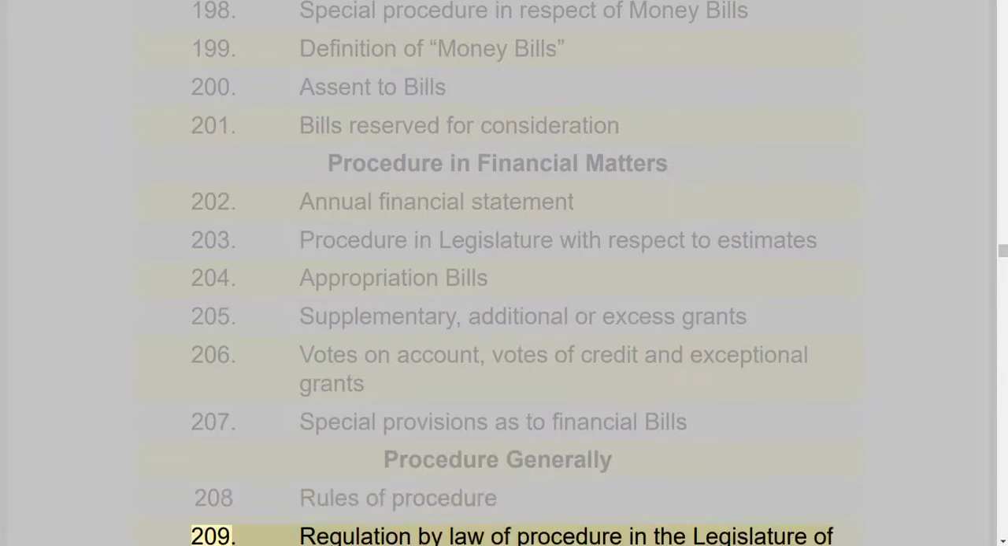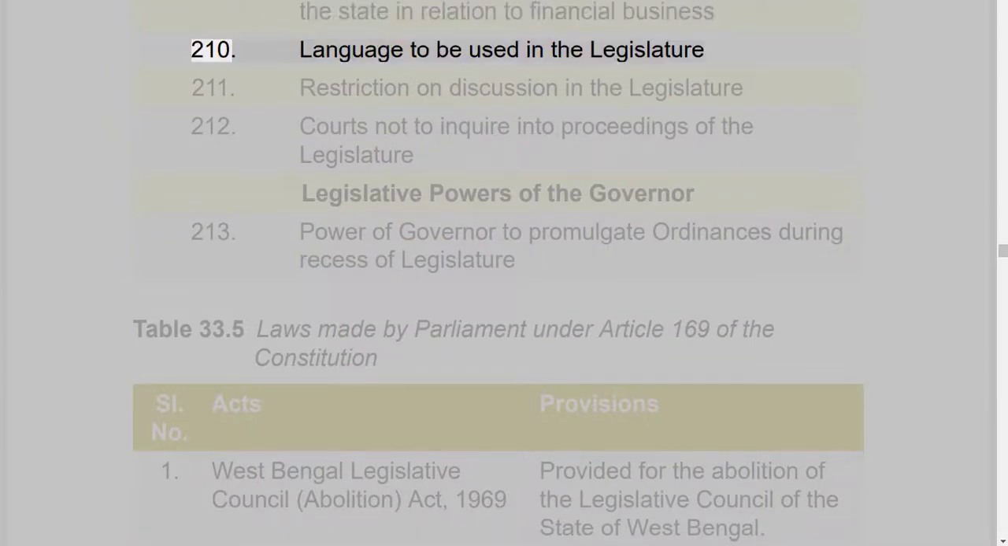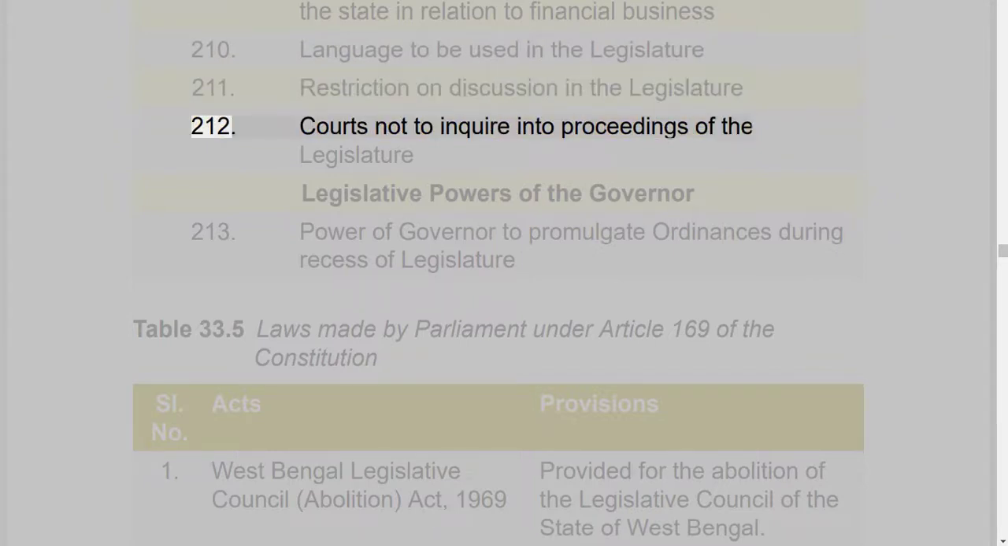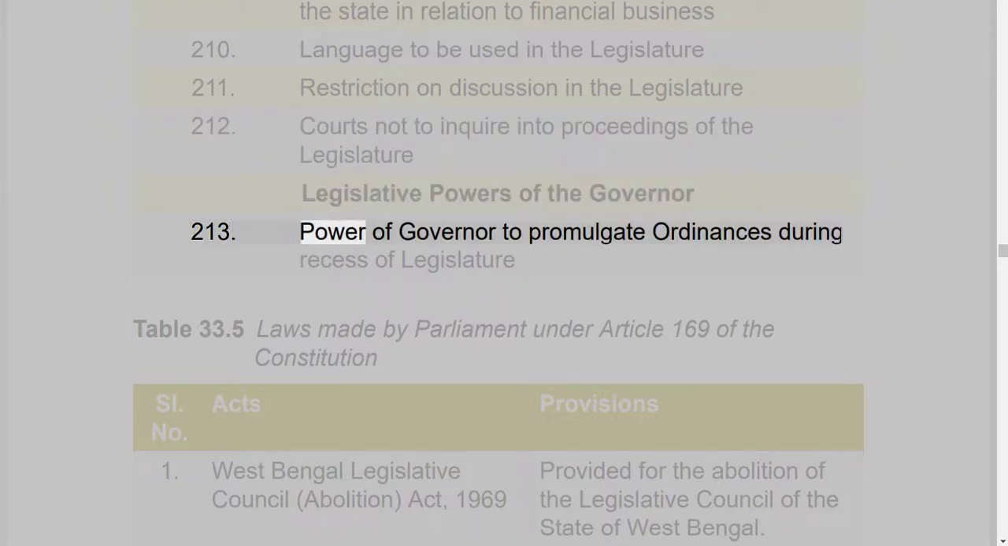Rules of procedure 209. Regulation by law of procedure in the legislature of the state in relation to financial business 210. Language to be used in the legislature 211. Restriction on discussion in the legislature 212. Courts not to inquire into proceedings of the legislature. Legislative powers of the Governor 213. Power of Governor to promulgate ordinances during recess of legislature.